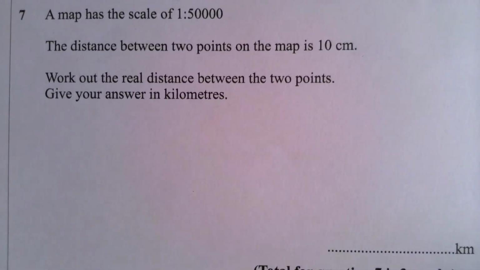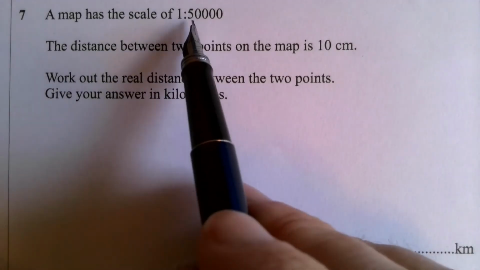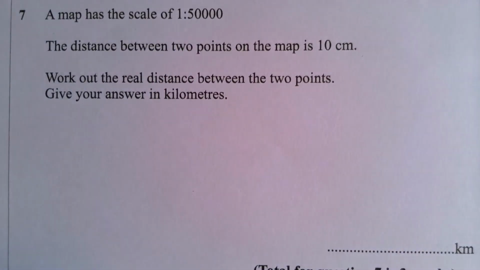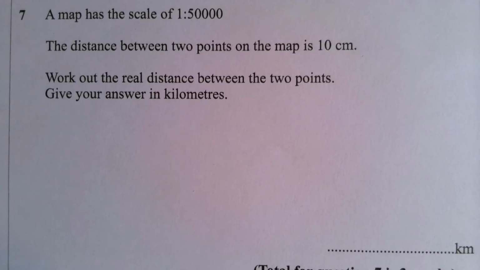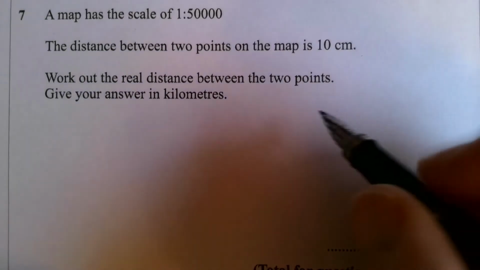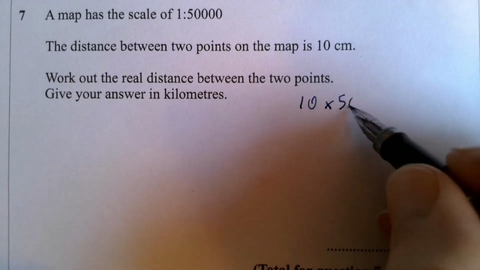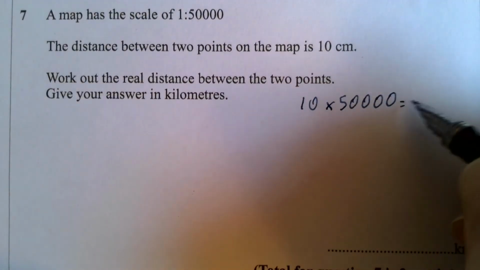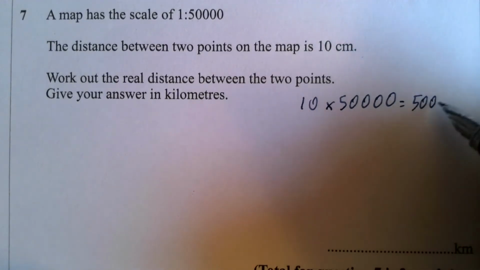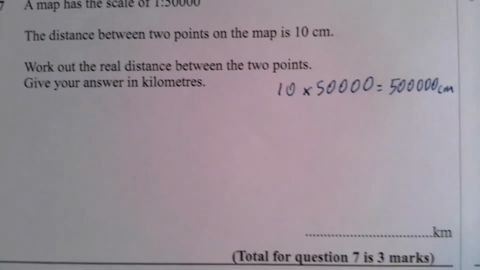Question 7. Pause the video, give this one a go. So everything's going to be 50,000 times smaller than in reality. The distance between the points on the map is 10 centimetres. So the reality will be 10 times 50,000, which is 500,000 centimetres.